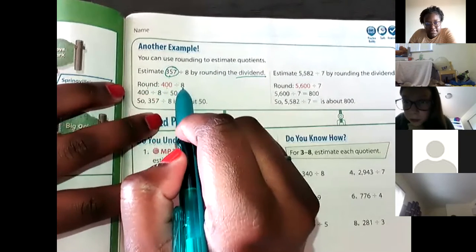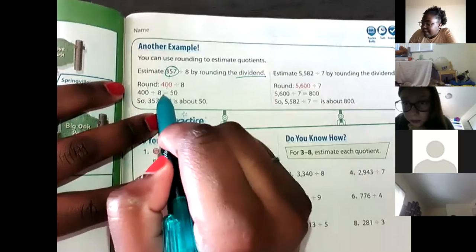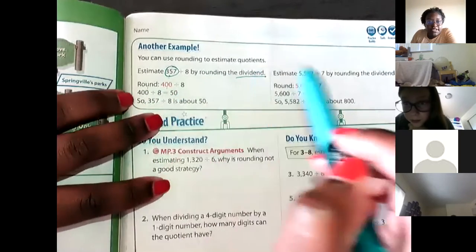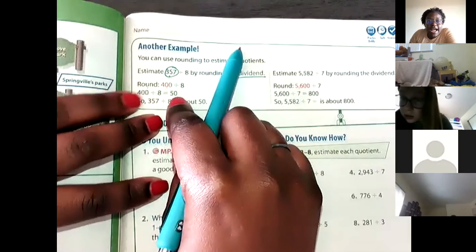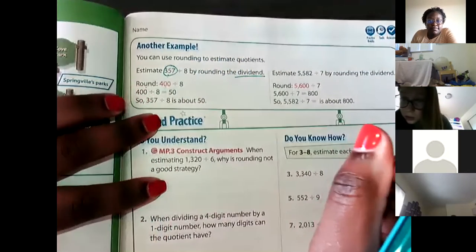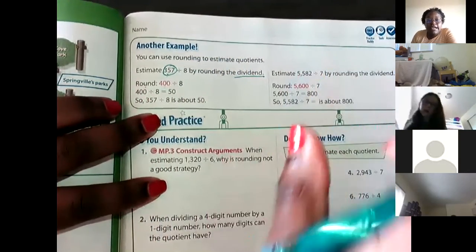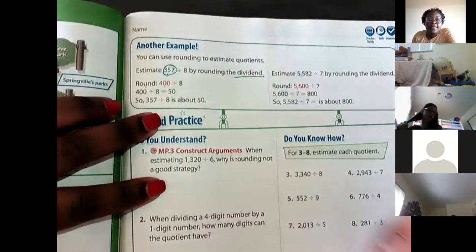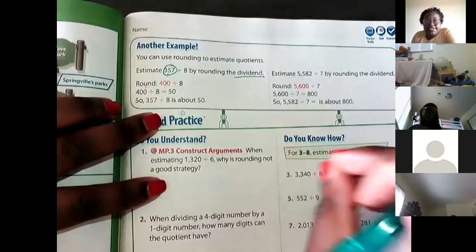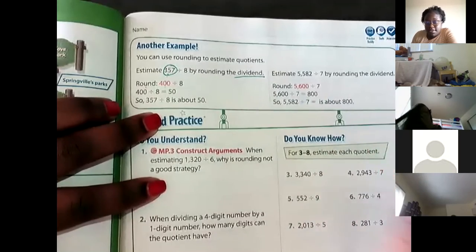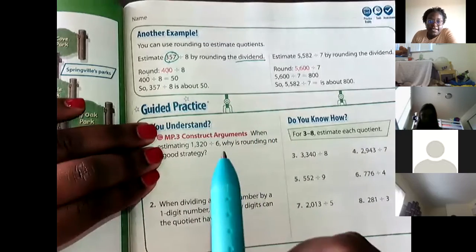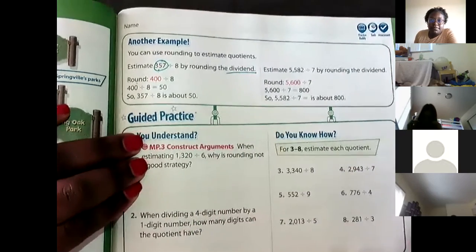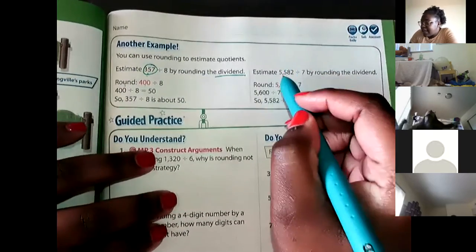400 divided by 8, okay? 400 divided by 8 gives me 50. How did they get 50? Because we know 40 divided by 8 gives me 5, and all I did was add a 0 at the end. That basic multiplication fact, 8 times 5 gives me 40. Don't forget the opposite of division is multiplication. So we use multiplication to help us solve division, okay? So 357 divided by 8 is about 50.